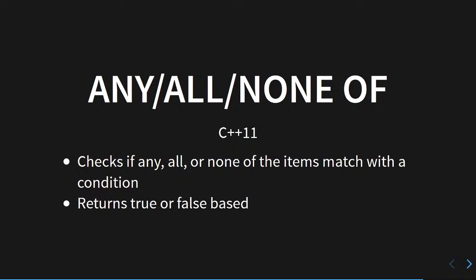So then there's any, all, and none of. There are 3 different functions, but they all basically operate along the same premise. You need C++11 here, but what it does is you provide it a condition, and it will return true or false based off of if any of the things match that condition, if all of them do it, or if none of them do it.